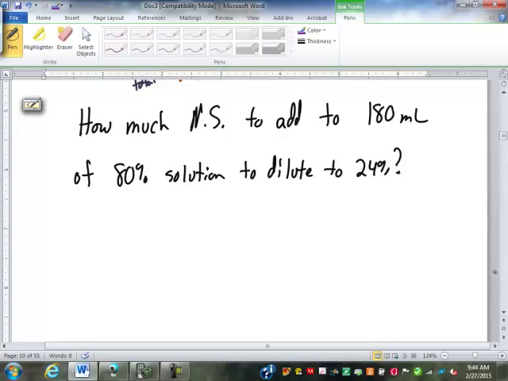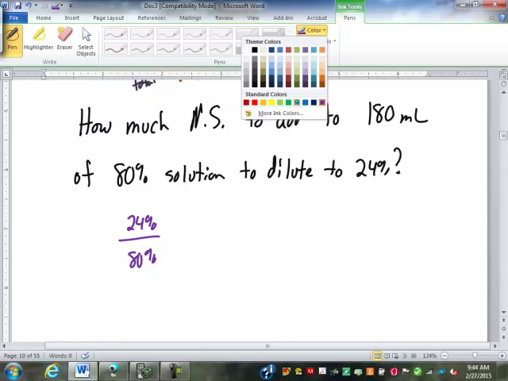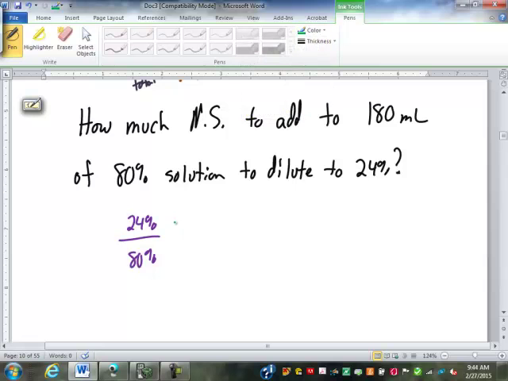So again, we start off by finding the required dilution, which is going to be the new percent of 24 over the old percent of 80, which is going to reduce to what? 3 to 10. There we go. Both of those can be divided by 8. So we have a 3 to 10 dilution.